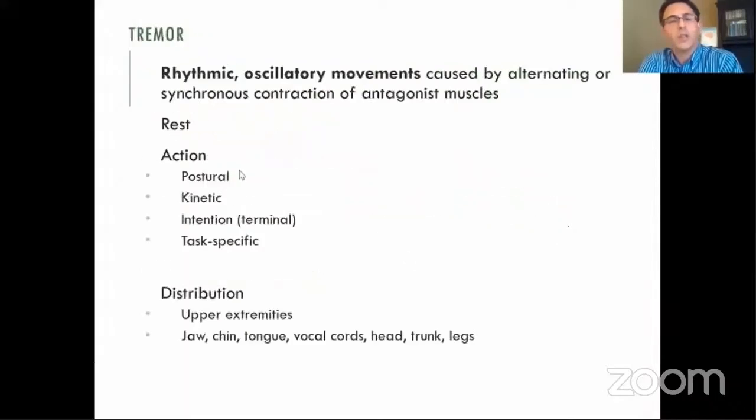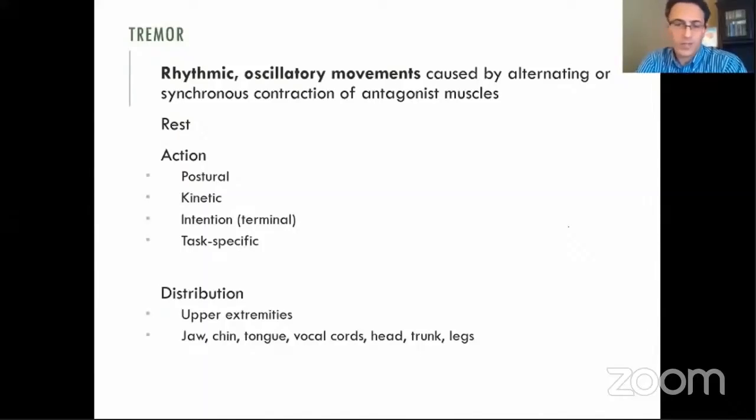Differential diagnosis. Tremor, by definition, is a rhythmic oscillatory movement caused by alternating or synchronous contraction of antagonist muscles. It's important in case of tremor to pay attention to whether it happens at rest or action, and what the distribution of it is. Action tremor could be a tremor anti-gravity, which often is a postural tremor, or tremor during a task, which is called a kinetic tremor. A special type of kinetic tremor known as intention tremor or terminal tremor is known with exaggerated intensity of a tremor near target. It's often seen in cerebellar disease. And also, a tremor can be only seen with specific time.